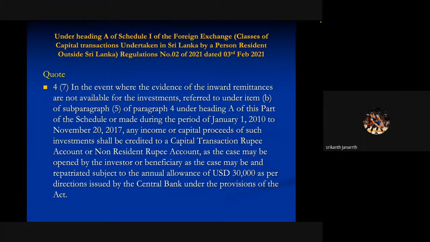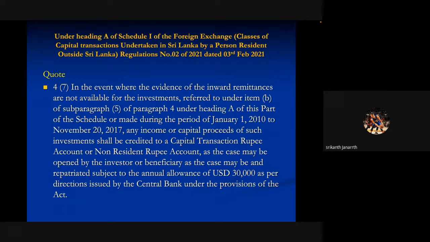So the Central Bank has given a provision: if anybody made an investment into Sri Lanka and doesn't have any documentary proof to show, what alternative are they giving in this regulation? Under this 4.7 they are giving: not eligible for the investment, refer to under B sub-paragraph 5, part of any income or capital proceeds of such investment shall be credited to a capital transaction rupee account or non-resident rupee account, as the case may be, opened by the investor or the beneficiary, repatriated subject to an annual allowance of 30,000. This is what you learned in some slide. I put 30,000 per annum.